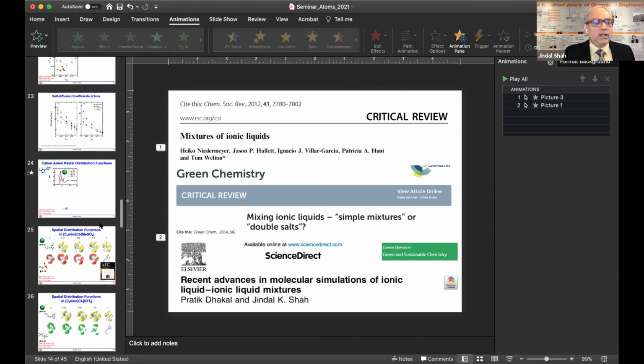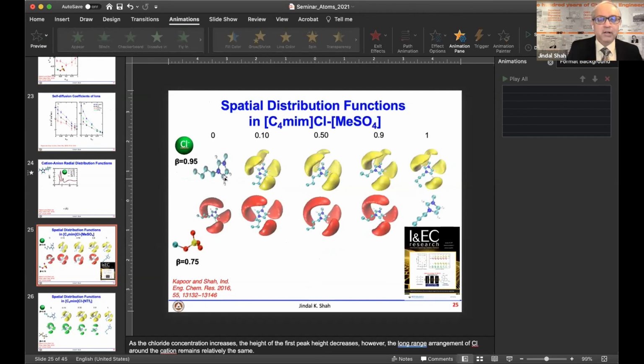So what we are suggesting, and I'm open to interpretation, is this: when I look at the arrangement of anions around the cation, let's look at C4-MIM chloride and how chloride distributes itself around the cation. In pure form, it is pretty much indistinguishable from the very low concentration structures that form. So it seems that the identity of C4-MIM chloride, or chloride, is not affected at the molecular level by the presence of methyl sulfate. And I observed the same thing for methyl sulfate. This is pure methyl sulfate, and even at the highest chloride concentration, the local arrangement is pretty much the same. So this would be an example of a simple mixture.